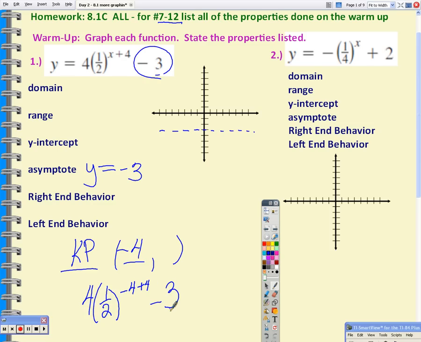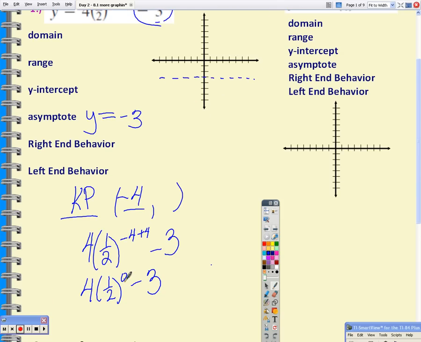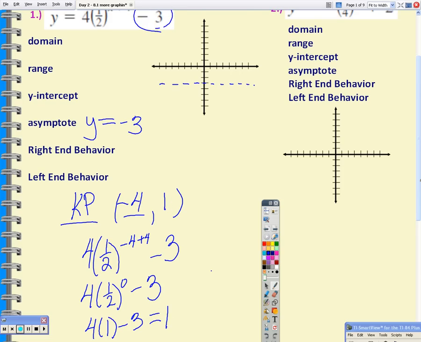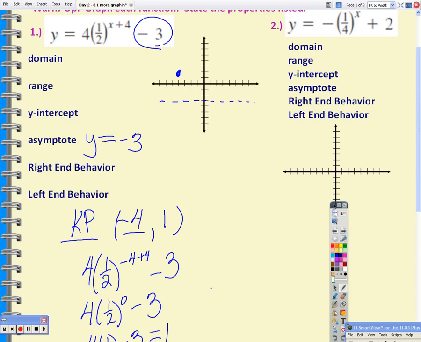So -4 minus 4 is 0. So now anything to the 0, 1/2 to the 0 is 1. 4 times 1 minus 3 equals 1. So my key point is at -4, 1. Then I'm going to find my y-intercept. That's going to help me figure out which way or how steep my curve is going to be.